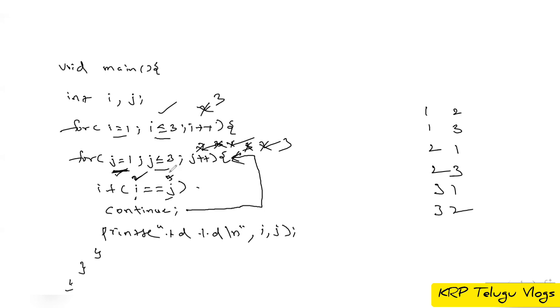So next j value will be incremented to 3. So i is 3, j is 3. Both are equal, so it will hit continue. So 3 3 will not be printed. j value will be incremented to 4. It will break the loop. Now i value will be incremented to 4. It will break the main loop. So it will print 1 2, 1 3, 2 1, 2 3, 3 1, 3 2. Is that clear? Understood? Yes, sir. Okay, note down this.